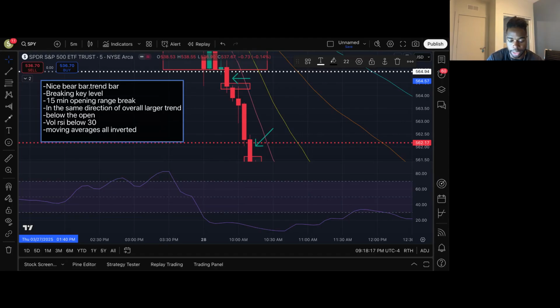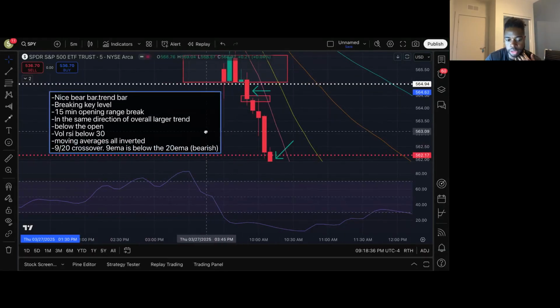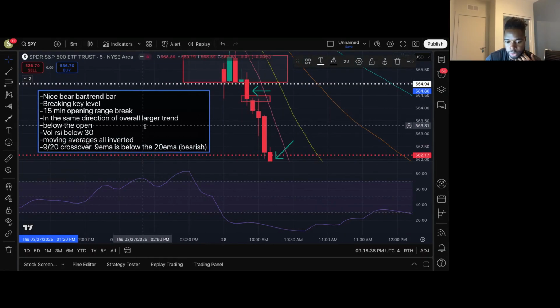And I have my 9-20 crossover, which means the 9 EMA is below the 20 EMA, and this is bearish. So what am I doing here? Basically, I'm writing down all the pieces of confluence that caused this move to go down.